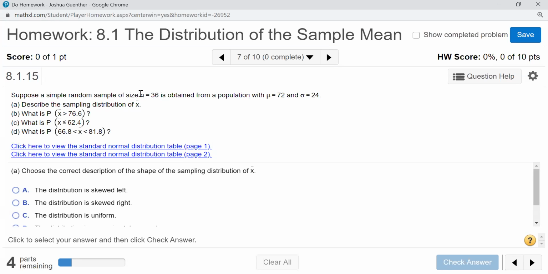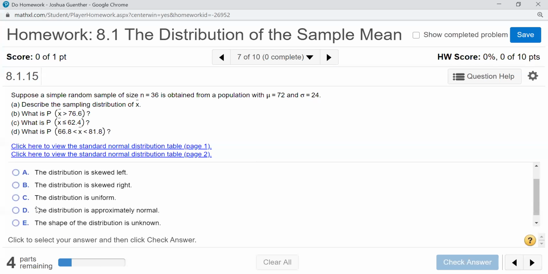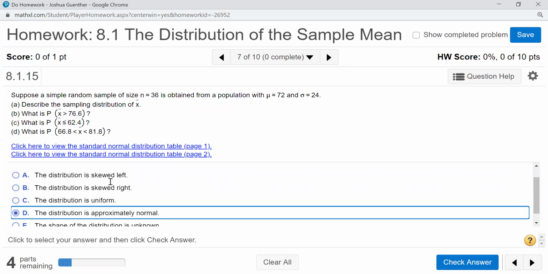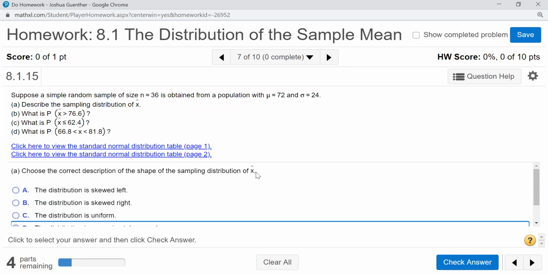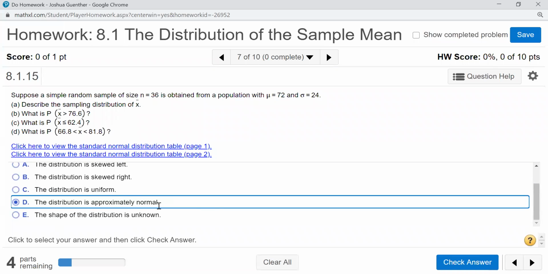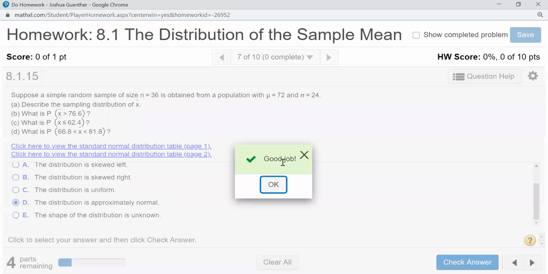So what we can see is that even though we don't know whether or not the population is normal, we are taking a significantly large sample size of size 36. And thus, it doesn't matter if the population's normal. What we can say is that the distribution of X bar, the distribution of the sample mean, is going to be approximately normal because we took a large enough sample size.